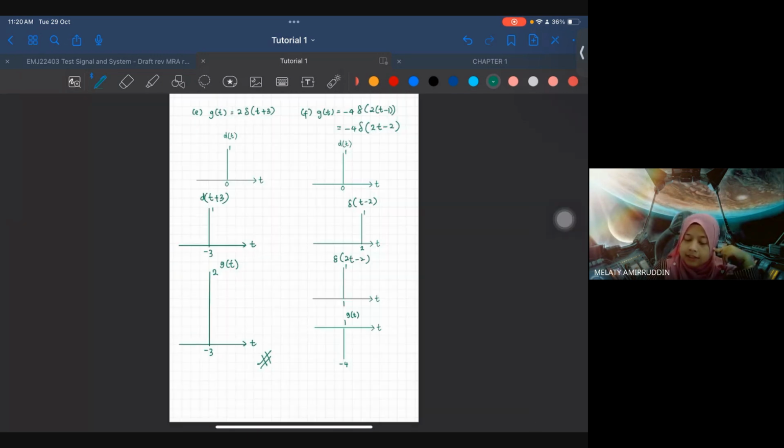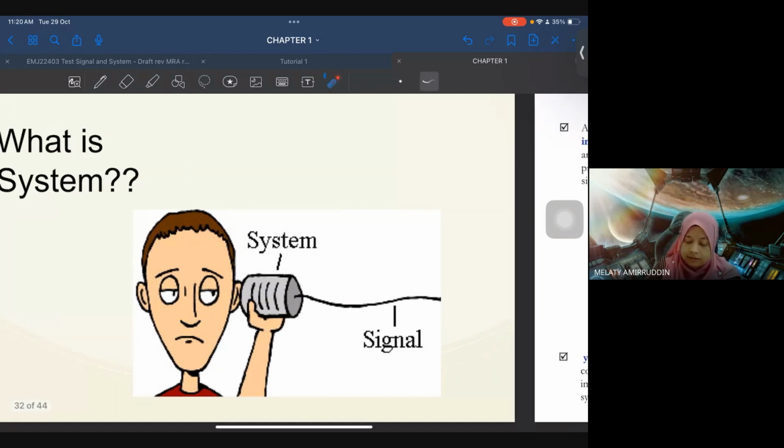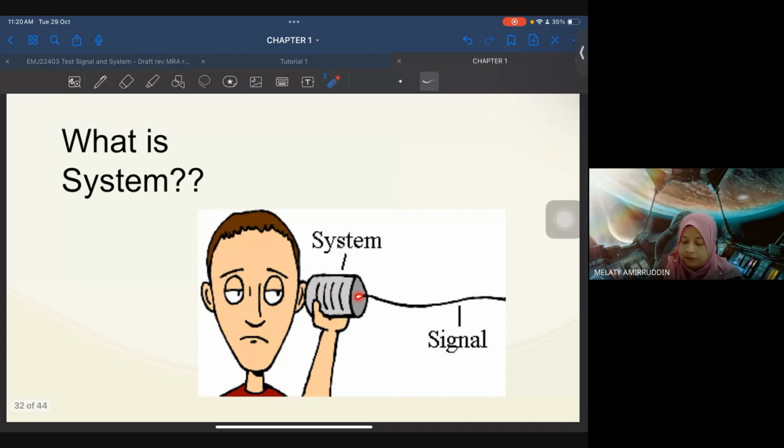Okay, next subchapter. We're going to learn, previously we learned about signals, and this one is about what is a system. From this figure, this is the signal and this is the system, more like a device.